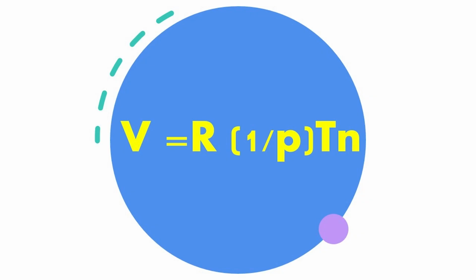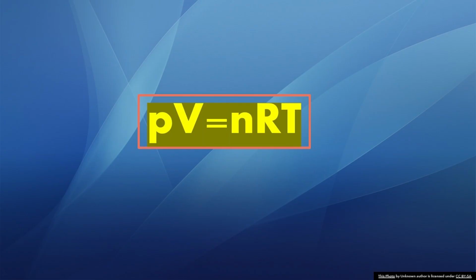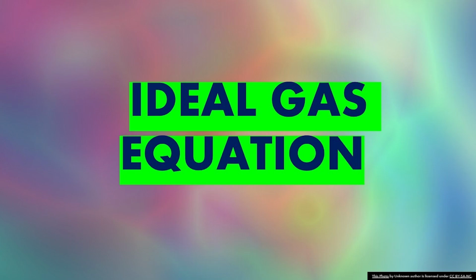V is equal to R into 1 by P into T into n, where R is a constant called the universal gas constant. We can rearrange this equation, so we will get PV is equal to nRT, where P is the pressure, V is the volume, n is the number of moles, R is the universal gas constant and T is the temperature. This equation PV is equal to nRT is called the ideal gas equation.